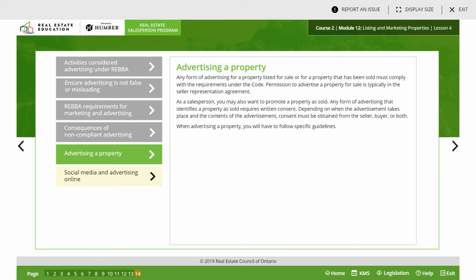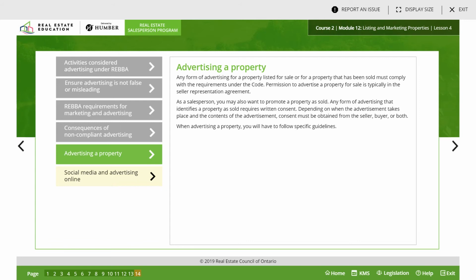Advertising a property. Any form of advertising for a property listed for sale or for a property that has been sold must comply with the requirements under the code. Permission to advertise a property for sale is typically in the seller representation agreement.